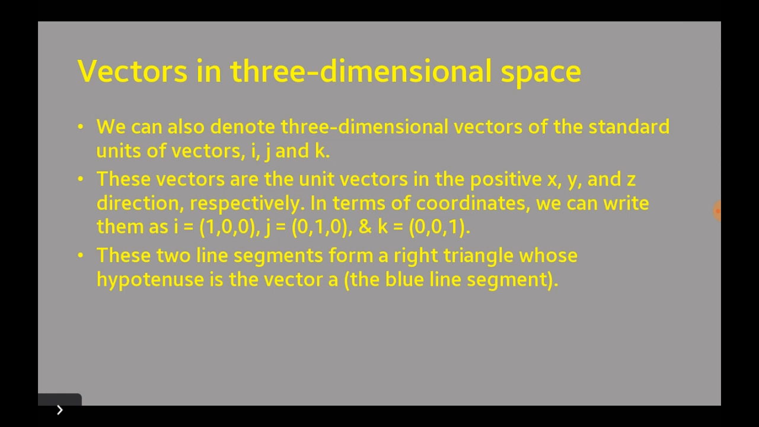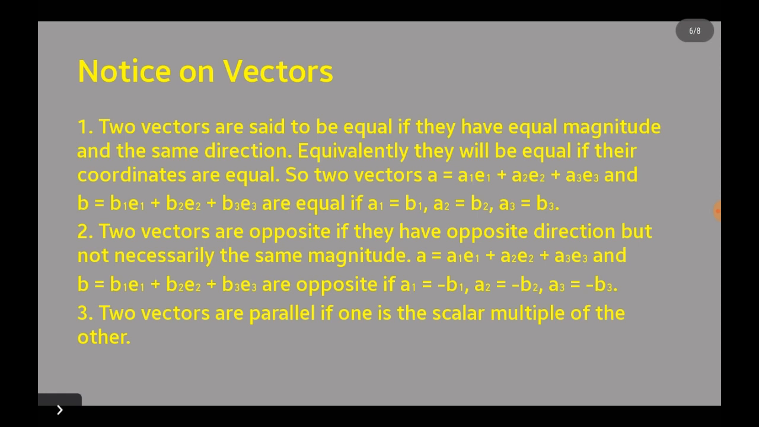Vectors in 3-dimensional space. We can also denote 3-dimensional vectors using the standard unit vectors i, j, and k. These vectors are the unit vectors in the positive x, y, and z direction respectively. In terms of coordinates, we can write them as i equals 1, 0, 0, j equals 0, 1, 0, and k equals 0, 0, 1. These two line segments form a right triangle whose hypotenuse is the vector a, the blue line segment.